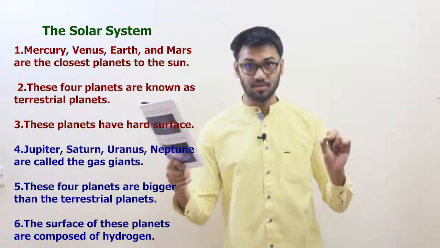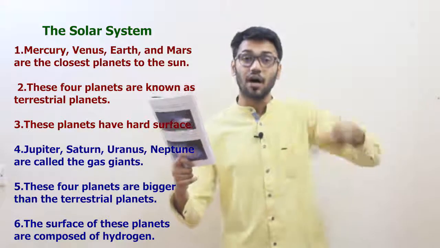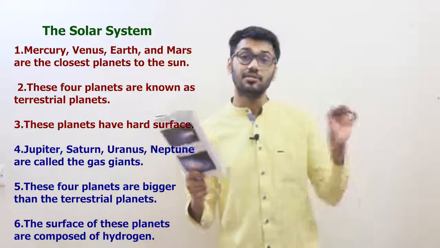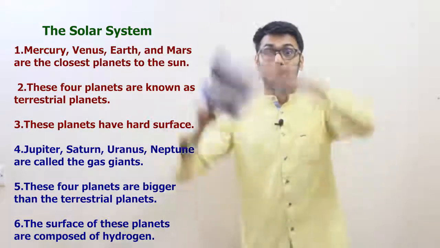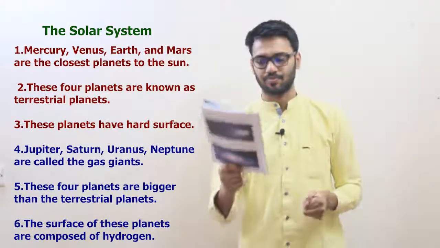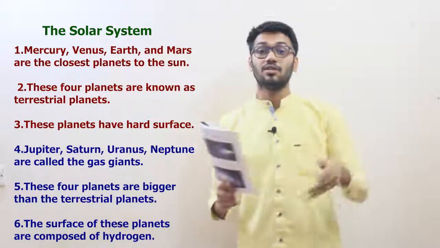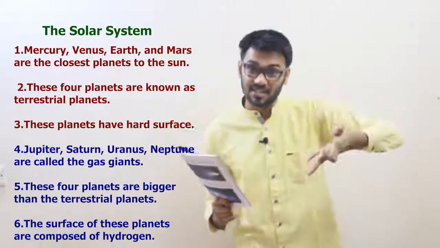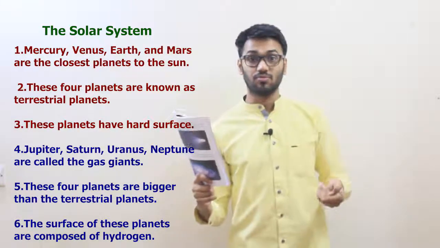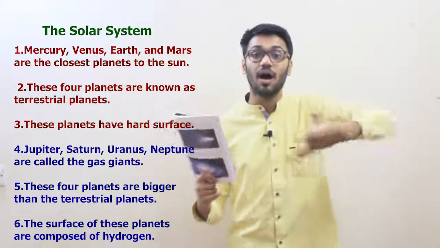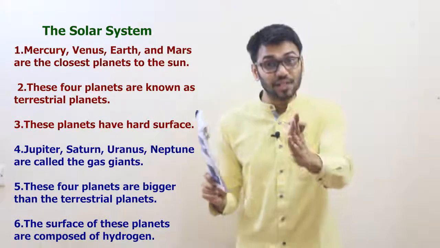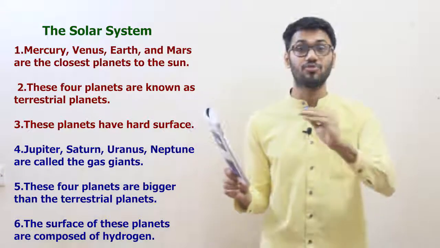Jupiter, Saturn, Uranus, Neptune are called the gas giants. These 4 planets are bigger than the terrestrial planets. The surfaces of these gas giants are composed of hydrogen. Okay, the surfaces are composed of hydrogen. This is how you read this sentence in the classroom, but make sure you explain it first.